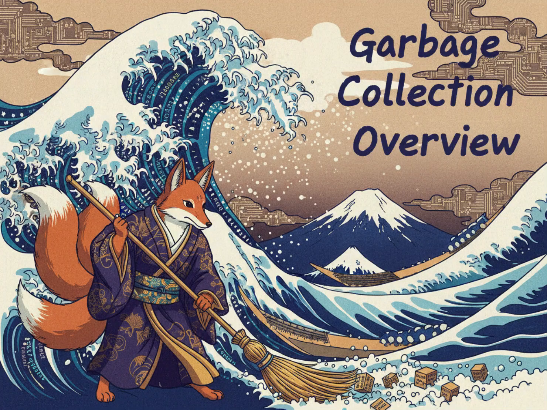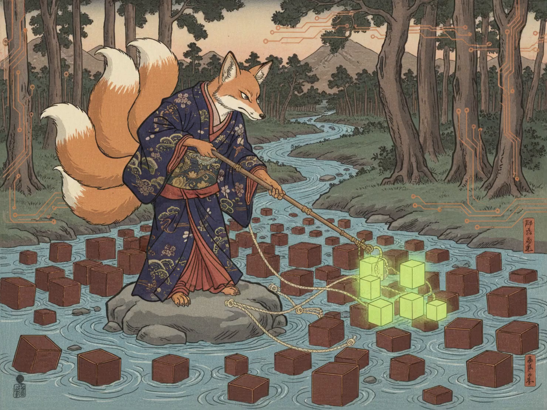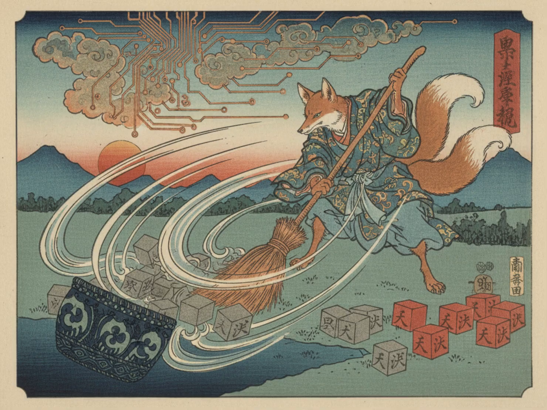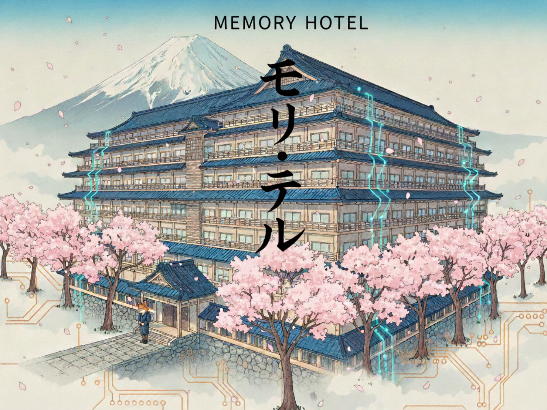So what is garbage collection? Garbage collection is an automatic memory management system that identifies and reclaims memory occupied by objects that are no longer needed by your program. Think of it like this.